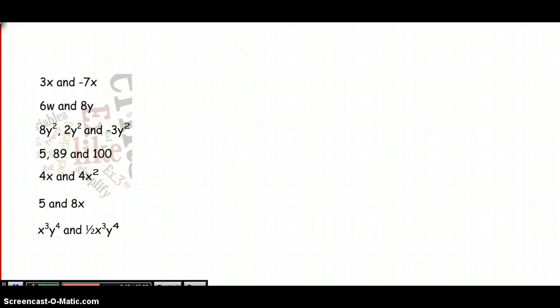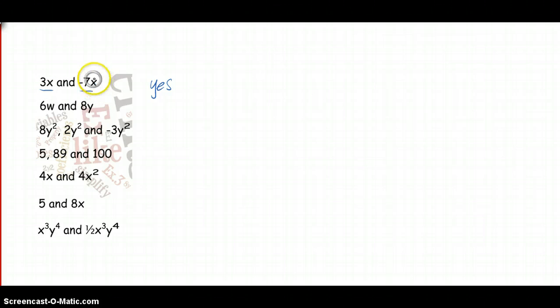Now I have a list of terms here, and we're just going to label if they're like terms or not like terms. So between 3x and -7x, are they like terms? Yes, they are like terms. You can add these together because they both have just an x. If you're looking to see if things are like terms, you're looking at the variables. You're trying to see if they have the same variables. And then you add together the numbers in front, just like we did above.